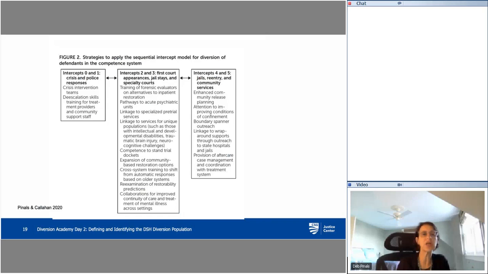And these are just strategies that we wrote about in a paper, my colleague Lisa Callahan and I, really looking at ways that programs, you're going to be coming up with your own models, that really look at linkages to services for unique populations, competency dockets, however it's going to work in your community, around building out programs that can help divert people out of the competency system and really keep them out of the criminal legal system altogether so that over time their charges can be disposed of in a different way. Next slide.